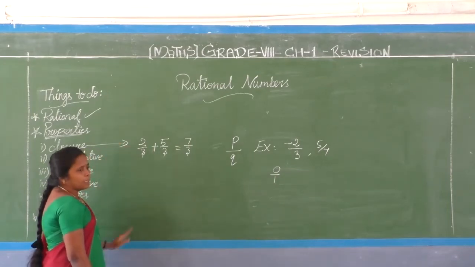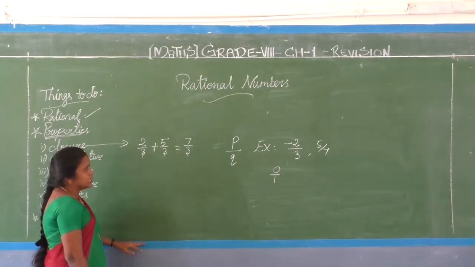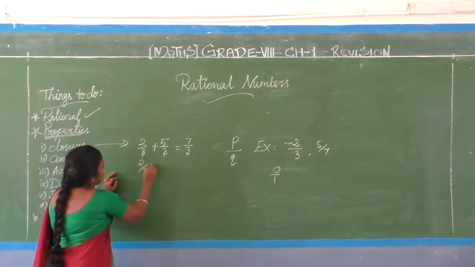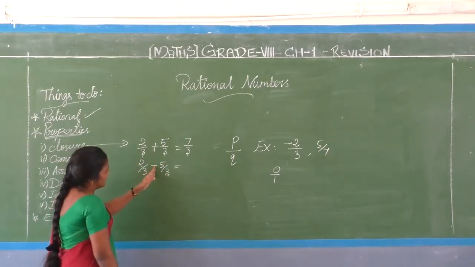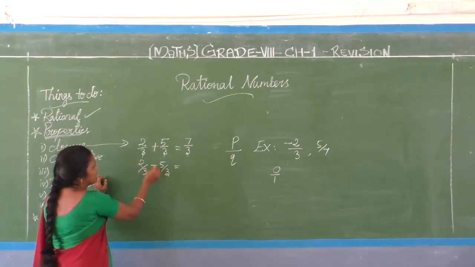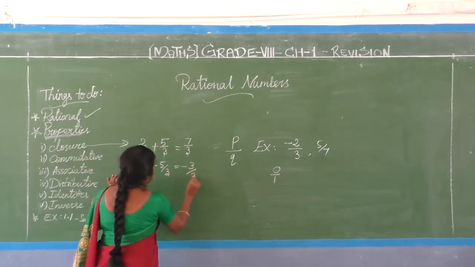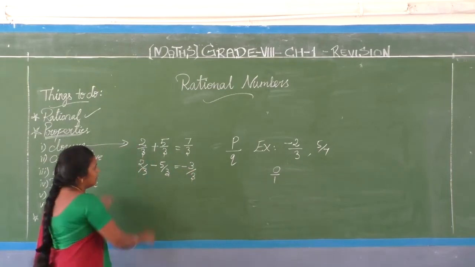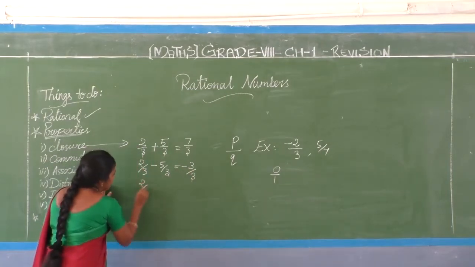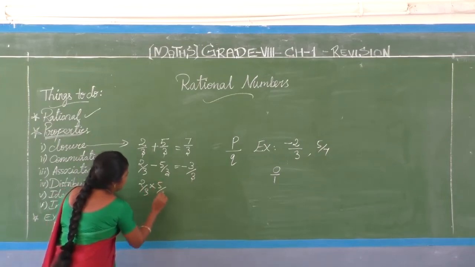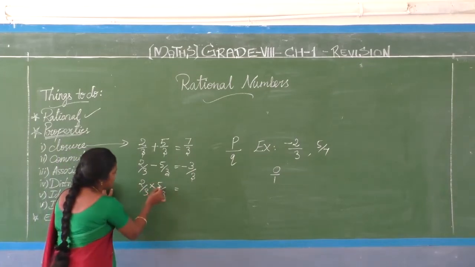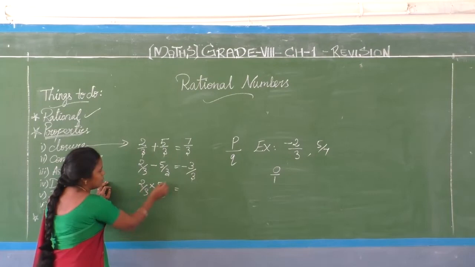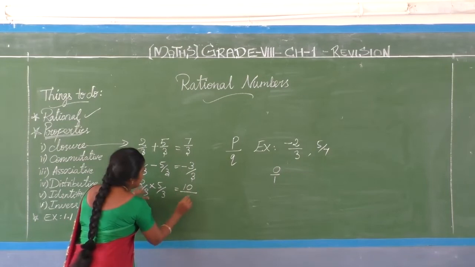If you apply the 4 operations, addition, subtraction, multiplication, division, what comes? 2 by 3 minus 5 by 3. On an integer basis, it is applicable: plus 2 minus 5, what answer? Minus 3 by 3, also a rational number only. Okay. Multiply 2 by 3 into 5 by 3. The product of two rational numbers: what is the formula? Product of the numerators and product of the denominators. So what comes? 2 5s are 10, 3 3s are 9.